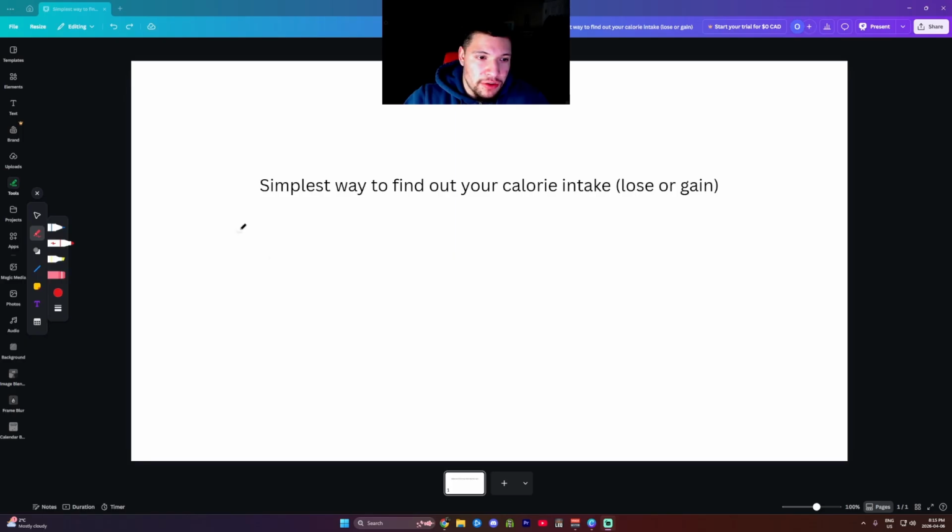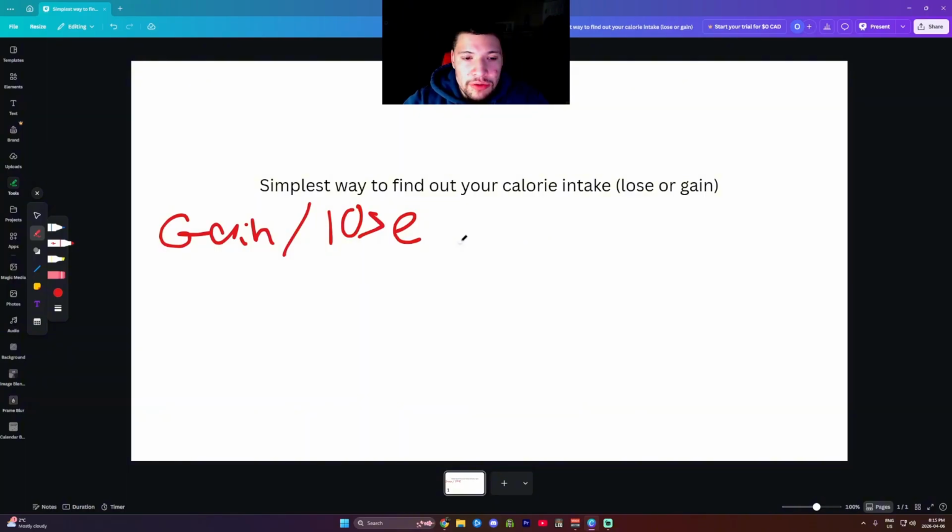Maintenance calorie intake, basically what it is, it says it all. It's the calories where you maintain. You don't gain and you don't lose. It's a certain amount of calories where you just stay the same. And another thing is, what is a calorie? A calorie is a unit of energy that is in foods.